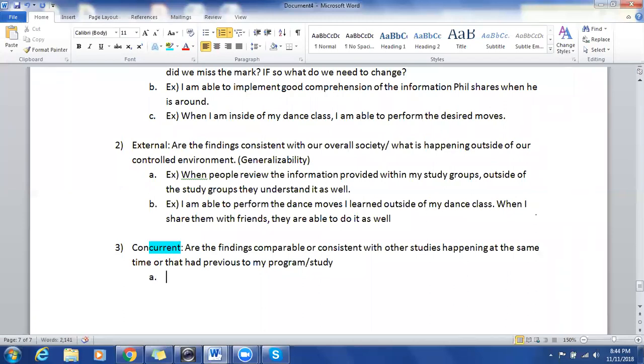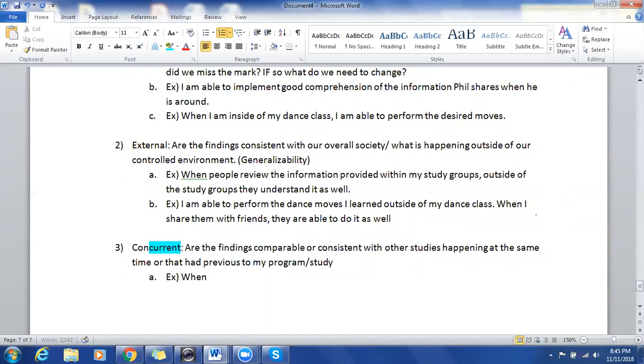So if I'm teaching in a particular way and someone else is teaching in another way and people understand theirs better than they do mine, I may not have concurrent validity. But let's say I explain it a particular way and someone explains it similar to mine and they both get it, then we're both concurrent to one another. However, if one or the other doesn't, then we have an issue with concurrency.